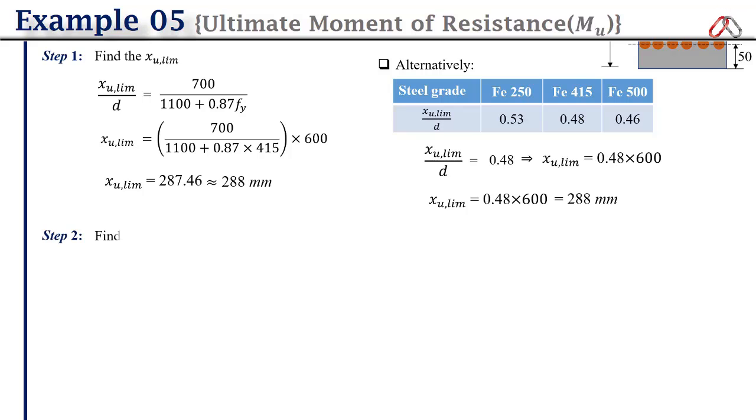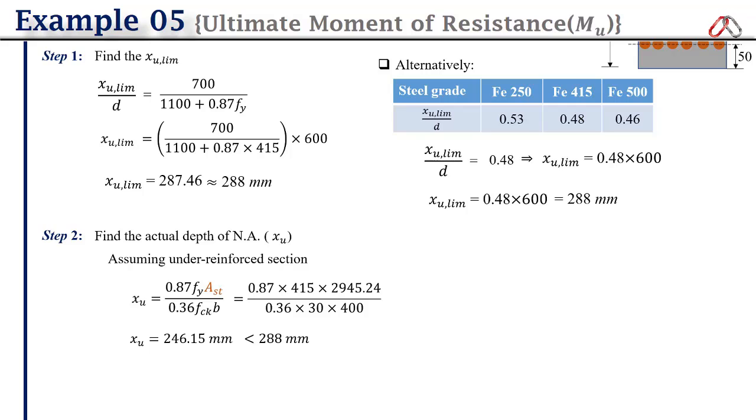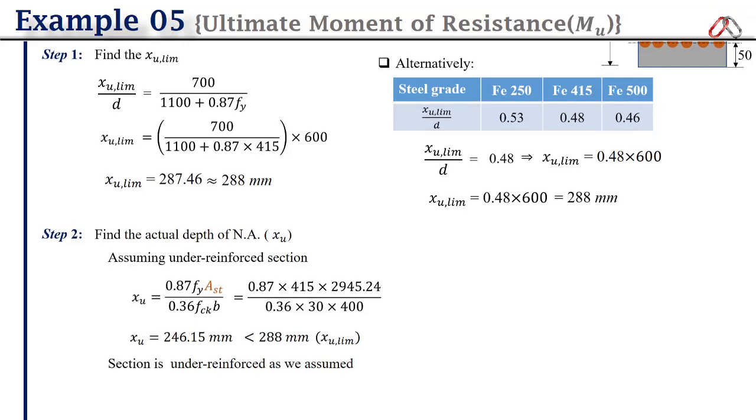The next step is to find the actual depth of neutral axis, and I have already told you in the strategy that we assume the section as an under reinforced section. So the formula for XU is 0.87 fy Ast upon 0.36 fck b. Now put all the values here. After putting all the values and solving this equation, the final value of XU is 246.15 mm. That is less than 288 mm, the value of XU limiting. Hence, the section is under reinforced as we assumed earlier.